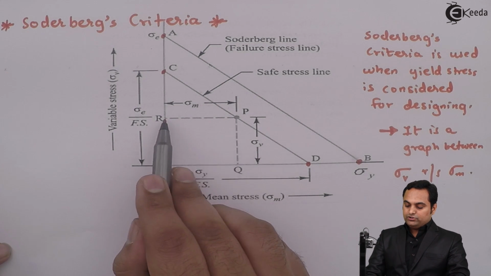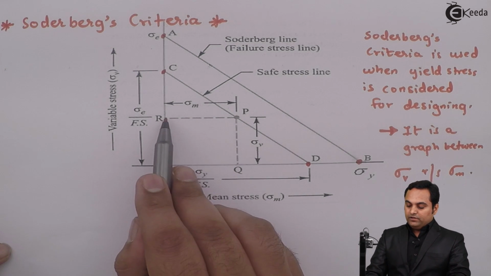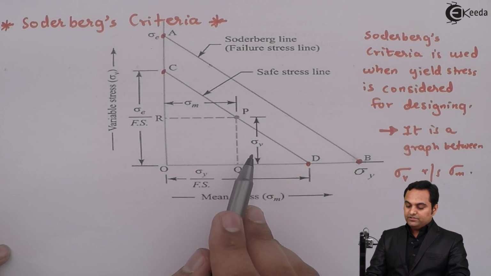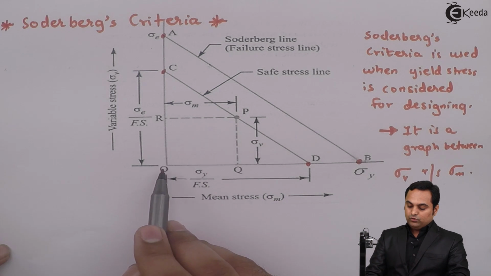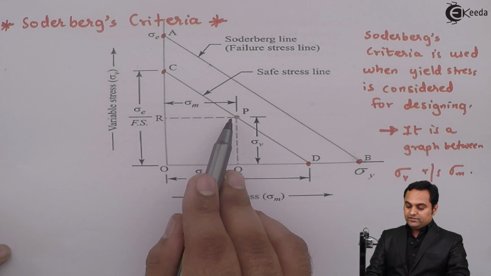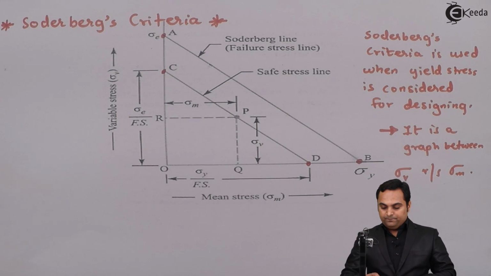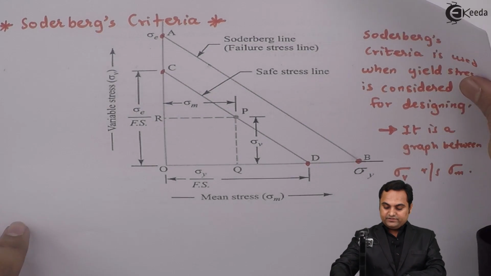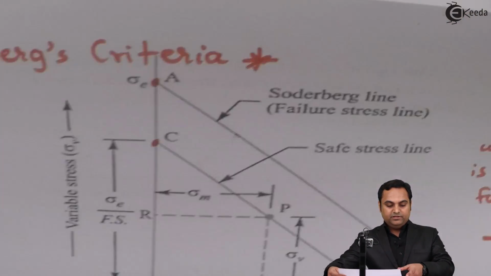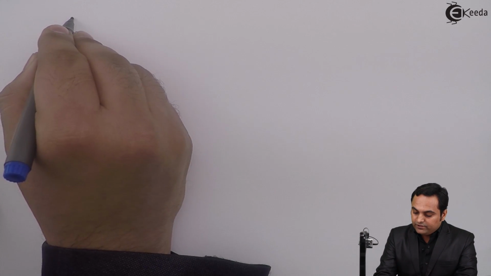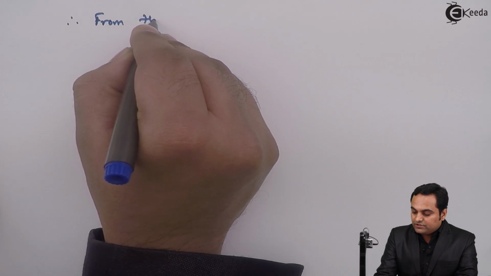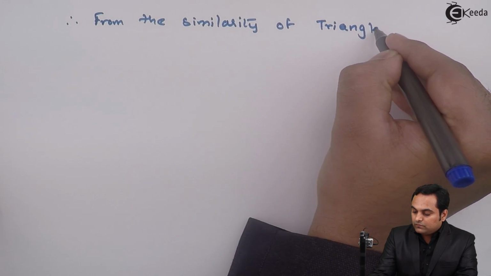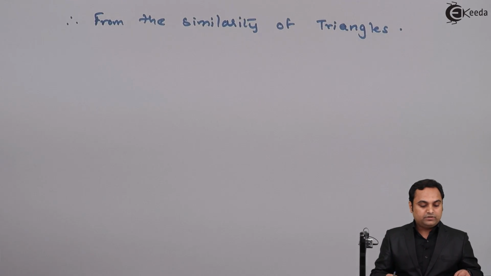Next, this horizontal distance of the point P is called as sigma m or mean stress. Vertical distance of this point P is called as variable stress. Next, ORPQ, we can say here there is a square formed. Now once we have understood this diagram, next I can explain this in one more manner, from the similarity of triangles. Now here I will consider two triangles.